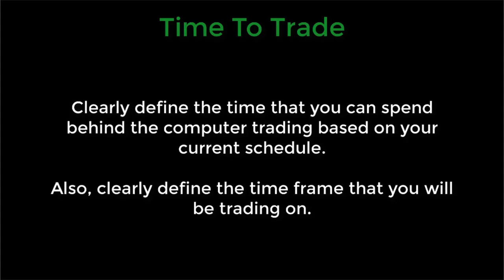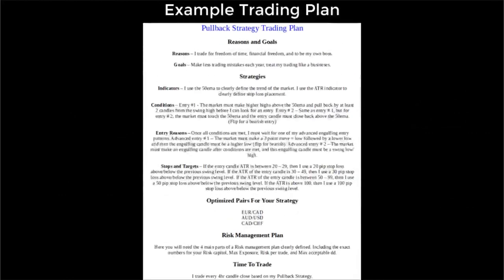Now, lastly, we're going to go ahead and take a look at an example of what your trading plan may look like. Now, make sure you have this on full screen, otherwise this can be very difficult to see. But as you can see at the top, we have reasons and goals. Our reasons and goals for trading. Reasons: I trade for time freedom, I trade for financial freedom, and to be able to be my own boss. Goals: make less trading mistakes each year and treat my trading like a business.